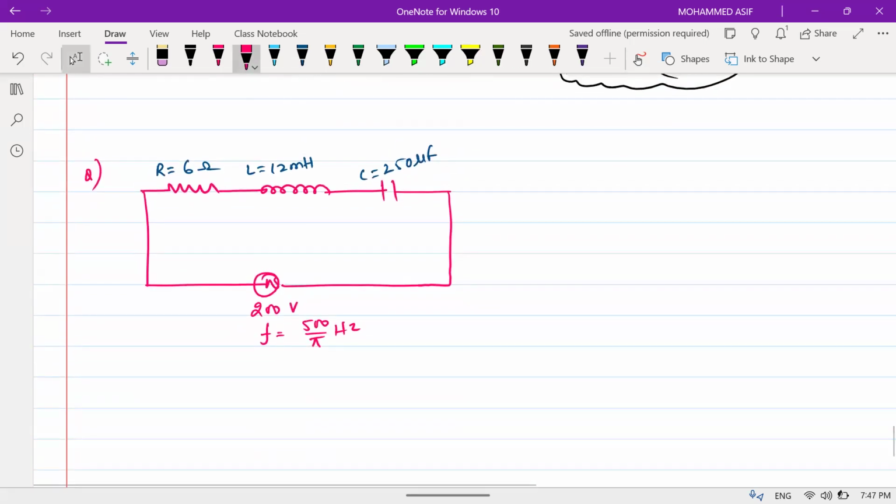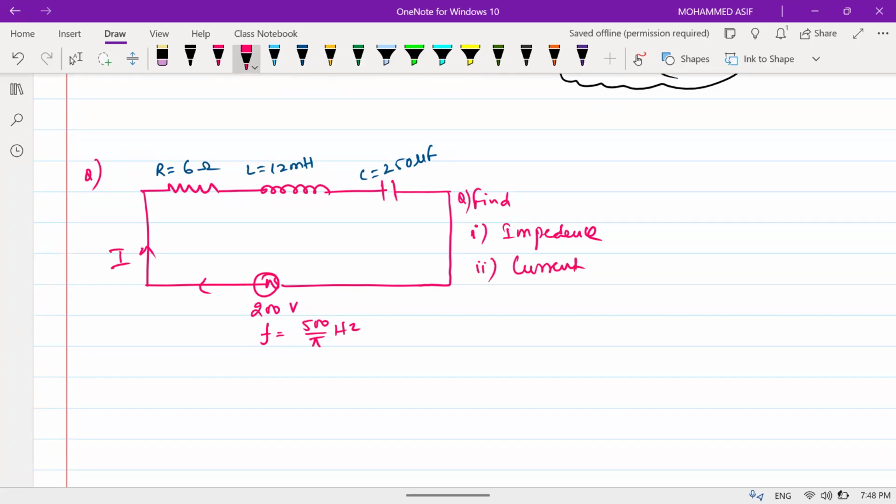That means it is C value, it is L value, it is R value. Clear? My question is, find number one, impedance, and number two, current. From this one there is a flow of current, no? This current I. And number three, phase between current and voltage V. Will you do it? Come on, try to calculate the impedance.